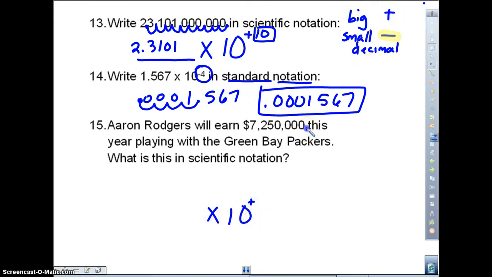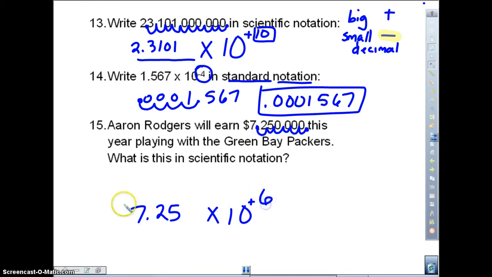We're going to pick up the decimal point, which is currently right here, and we're going to park it in that number so the number's between 1 and 10. If I put it right here, 0.725 is smaller than 1. If I put the decimal point here, 72.5 is bigger than 10. I'm going to put it right here. 7.25. Now you count how far you move the decimal point. 1, 2, 3, 4, 5, 6.